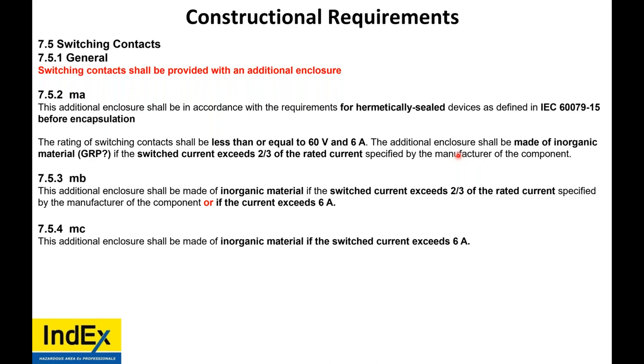I think glass reinforced plastic is an inorganic material. It must be an inorganic material if the switch current exceeds that 2/3 rating. Now, Ex mb, the additional enclosure shall be made of inorganic material if the switch current exceeds that 2/3 rated current, or if the current exceeds 6 amps. Ex mc, the additional enclosure shall be made of inorganic material if the switch current exceeds 6 amps.